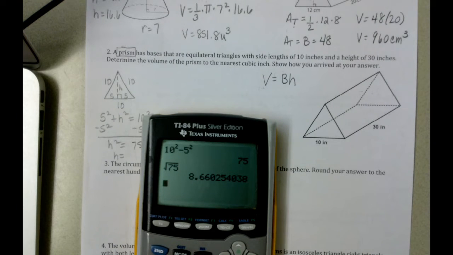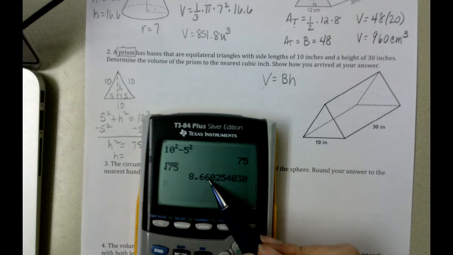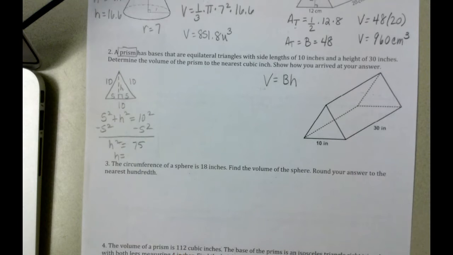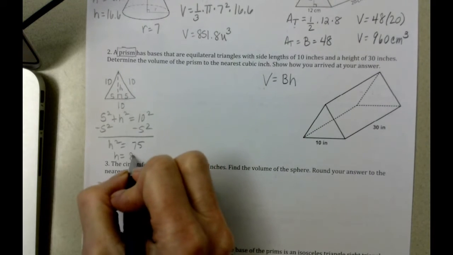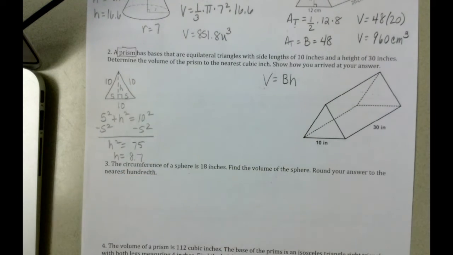So I'm going to round this. It says determine the volume of the prism to the nearest cubic inch. But I am going to go to the 10th right now. So I'm going to write 8.7 because the second 6 is 5 or higher. So that's going to round that first 6 up to the 7. So we get 8.7.